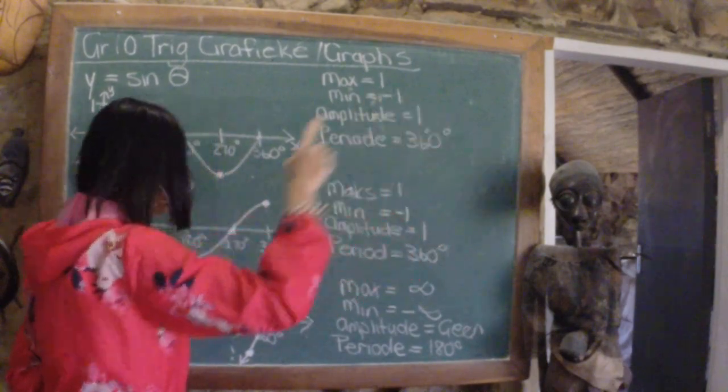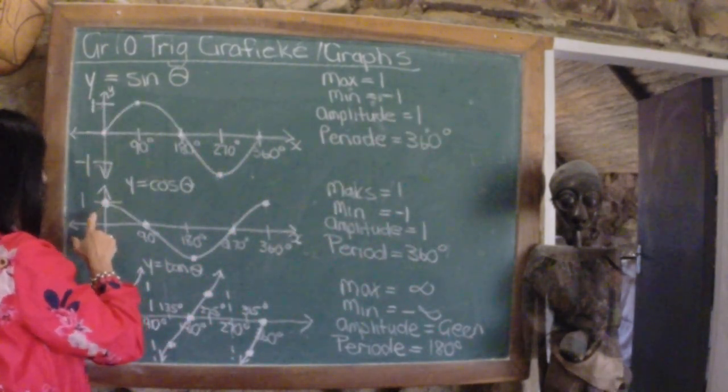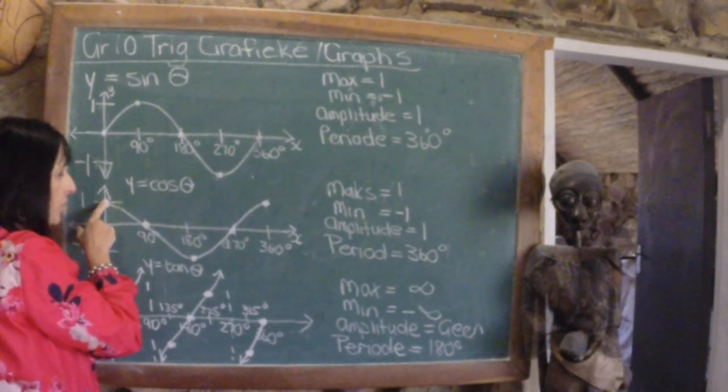So look at the cosinus function at 0 degrees it equals 1.